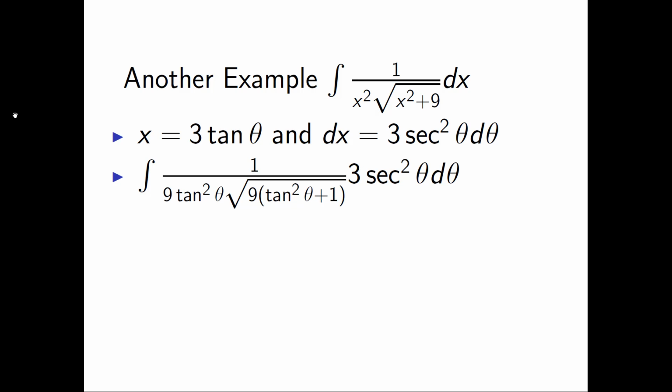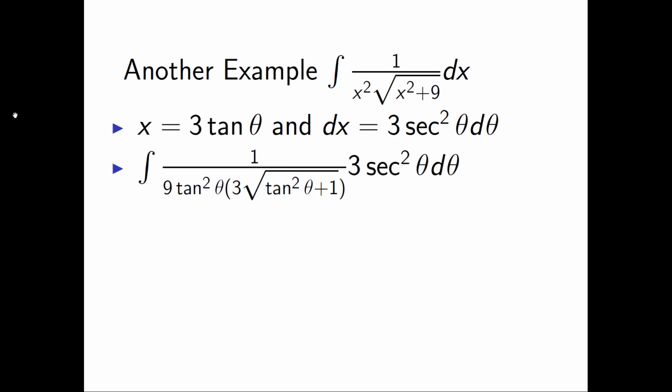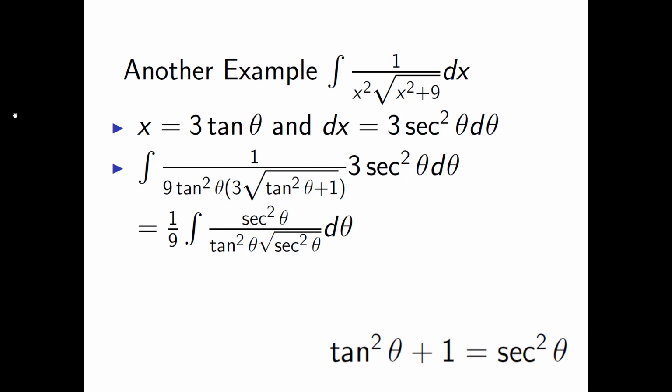Well, first we can factor the 9 out inside the square root, and if we factor the 9 out inside the square root, it becomes a 3 outside the square root. Now we have lots of constant terms. We have a 3, a 3, and a 9. We also have tan squared plus 1. So we cancel the 3's, bring the 9 outside. Tan squared plus 1 is secant squared.